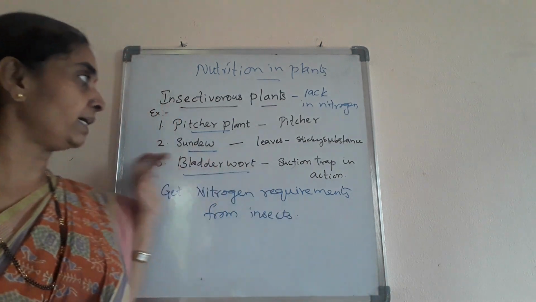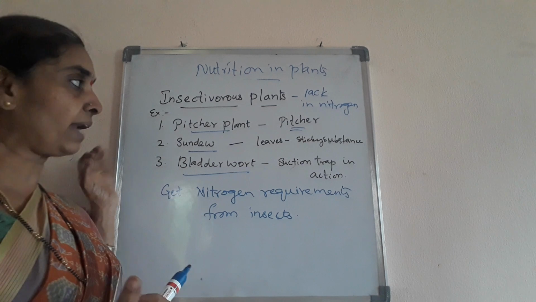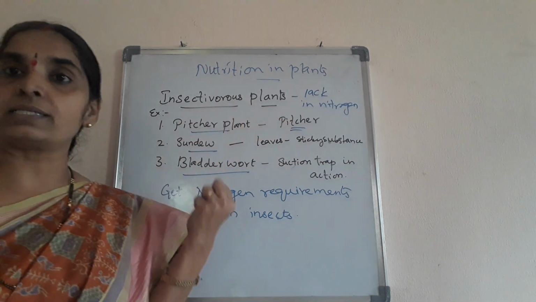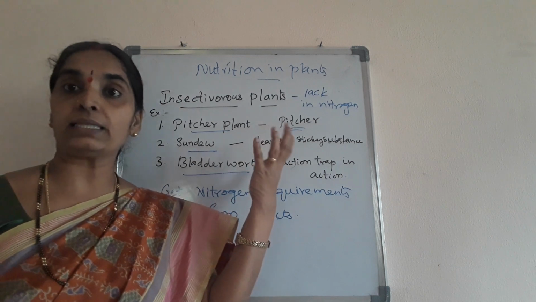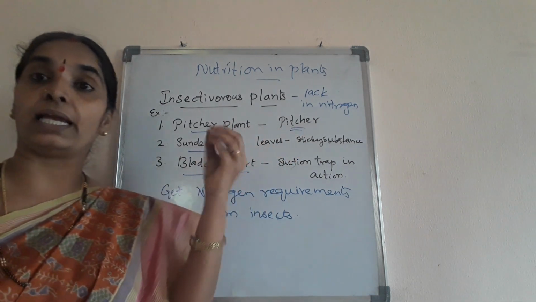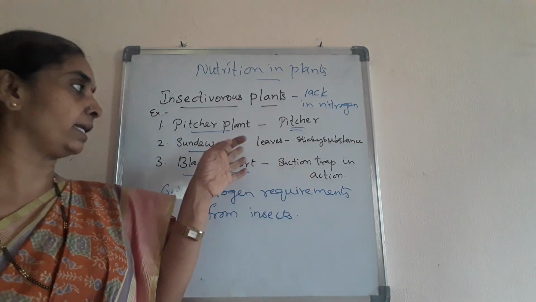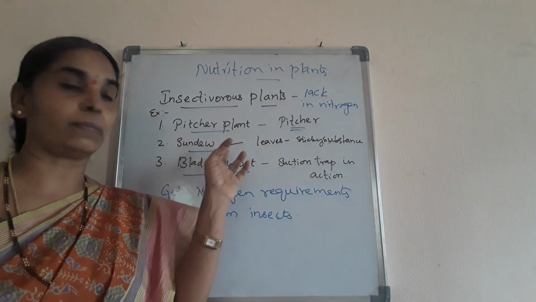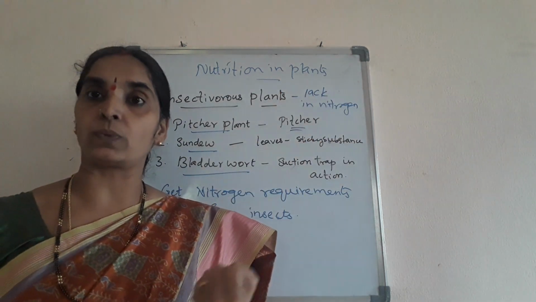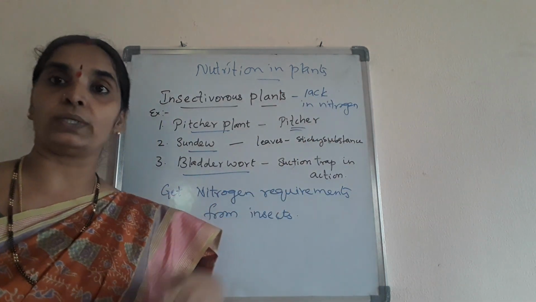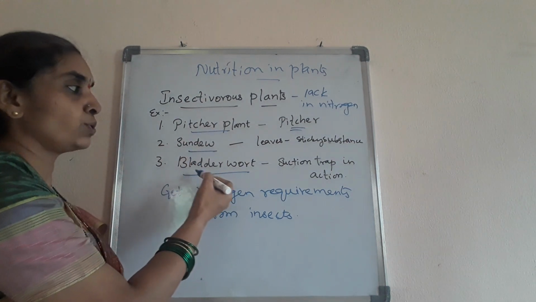Okay, the pitcher plant, if you see, has the pitcher through which it can attract the insects and take the insect into it. And in the sundew, the leaves glow like dew in the sun. Do you understand? That's why the name is sundew, and the leaves contain a sticky substance which attracts the insects towards it and it digests them through its digestive enzymes inside. So this is about the pitcher plant, sundew, and the bladderwort.